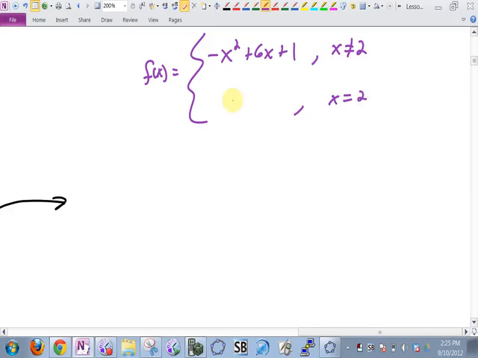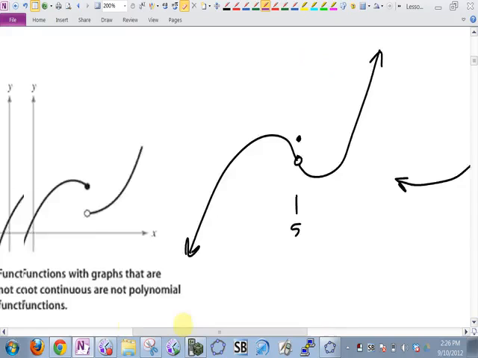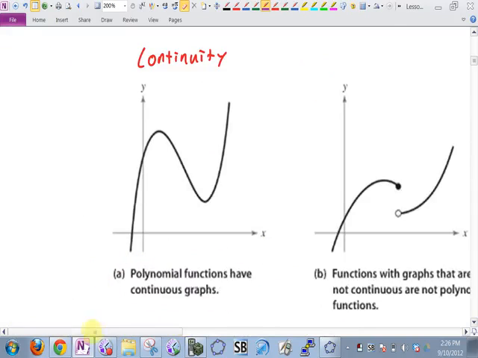What if I change this, though? What if I just wanted to be a pain in the butt? Is that graph continuous? Yeah. Why? Because what do you get when you plug 2 into negative x squared plus 6x plus 1? You get 9. So, yes, that's a continuous graph, and it is a polynomial, but that's a really stupid piecewise function, because what is that piecewise function actually the same as? Just saying that. So, I don't know. Maybe you want to be tricky. But luckily, you know I don't like trick questions.